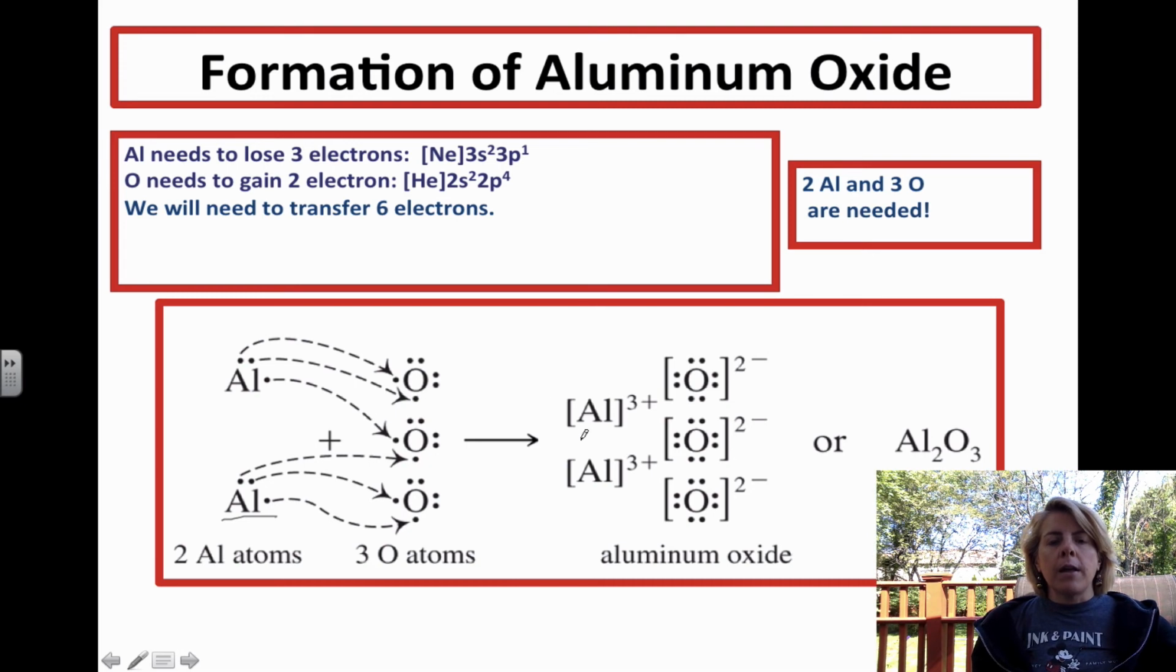When we draw the dot diagrams, notice that we have 2 aluminums, and they have a 3+ charge each because they each lost 3 electrons. And remember, with nonmetals, the goal is to have 8 electrons. Notice that each oxygen has 8 electrons because it gained 2 electrons from an aluminum atom.